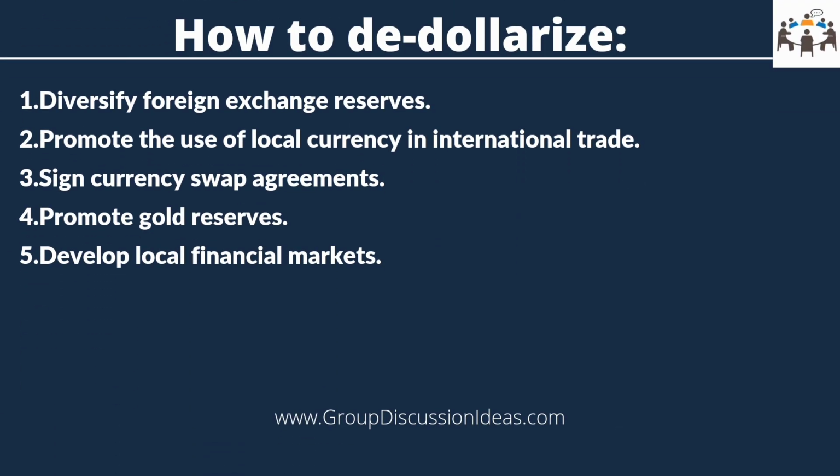Now, how to de-dollarize? Diversify foreign exchange reserves. A country can reduce its reliance on the dollar by diversifying its foreign exchange reserves into other currencies, such as the euro, yen, or yuan. Then, promote the use of local currency in international trade. Encouraging the use of local currency in international trade can help reduce the demand for dollars and increase the use of other currencies. Then, sign currency swap agreements. Signing currency swap agreements with other countries can allow for the settlement of trade in local currencies, reducing the need for dollars.